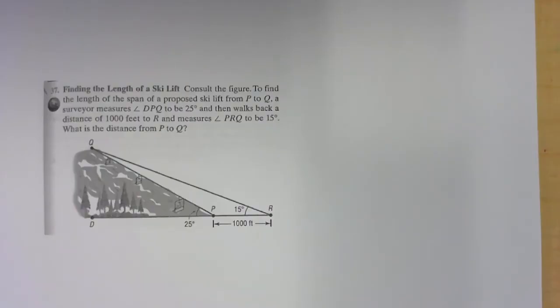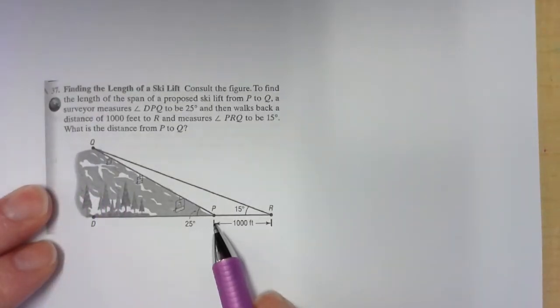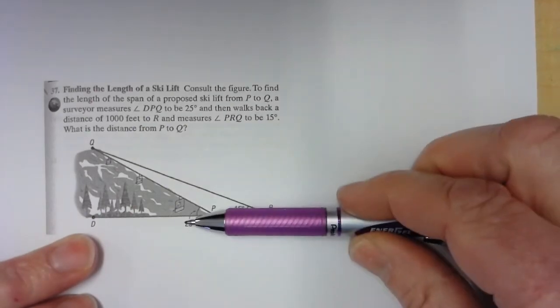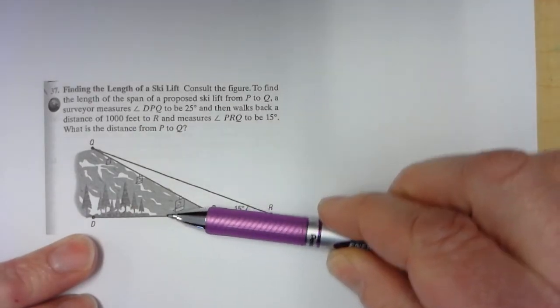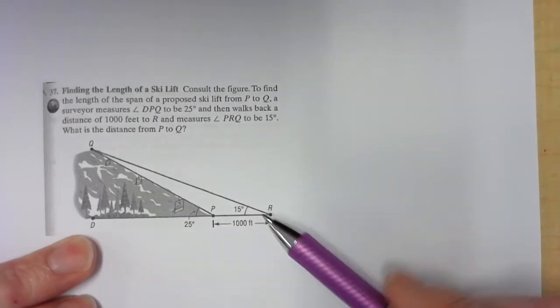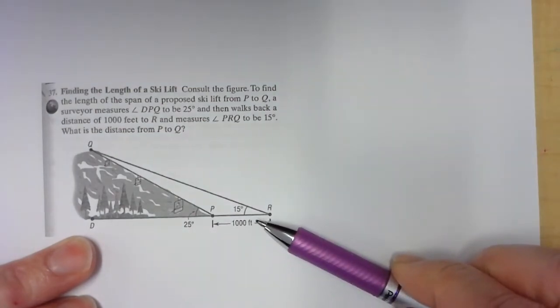So this is what would be known as an indirect measurement. We're not going to actually measure the length down the ski slope here. We're going to do it indirectly. So we measured the angle of incline, which is 25 degrees. We step back 1,000 feet, and then we measure the incline angle again, 15 degrees.